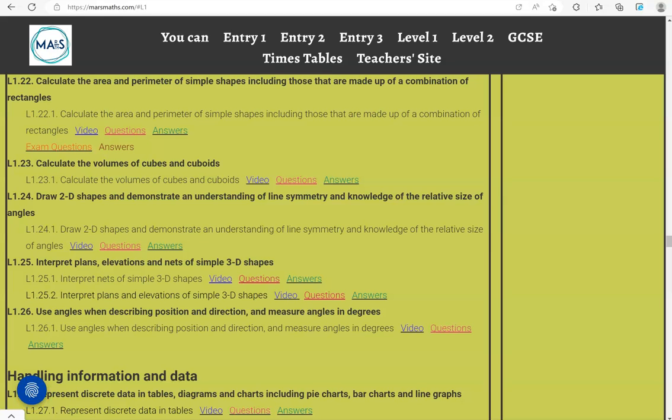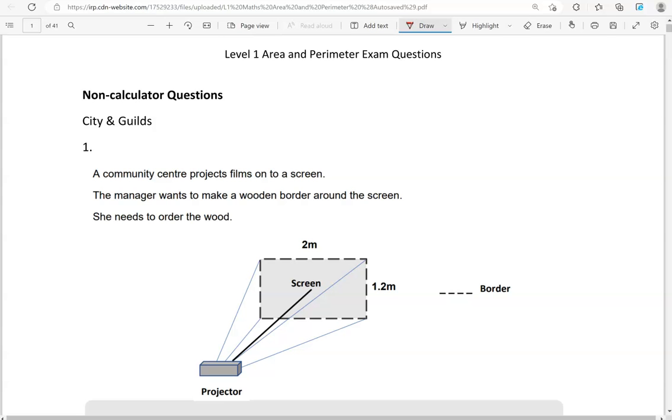In this video, we'll go through exam questions that cover the criteria, calculate the area and perimeter of simple shapes, including those that are made up of a combination of rectangles. You can locate the questions on the mathsmaths.com website under Level 1. The questions come from different exam boards. We'll start with the non-calculated questions and then we'll move to the calculated questions.